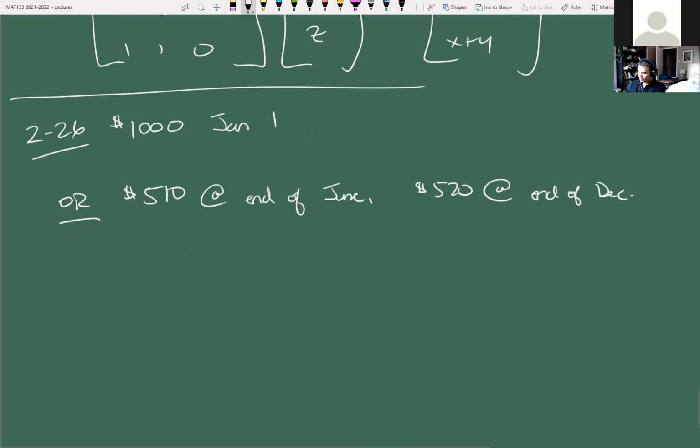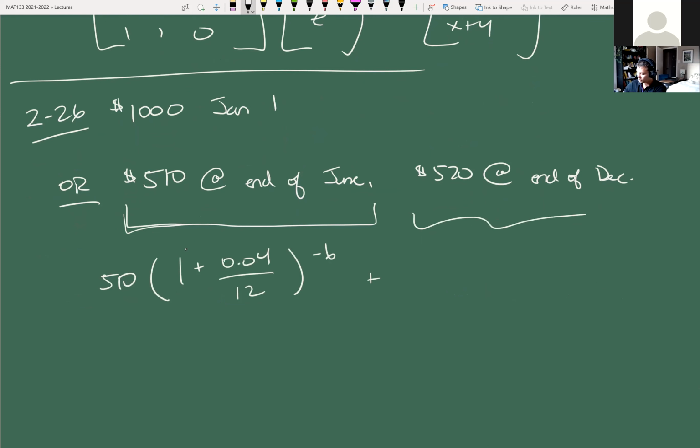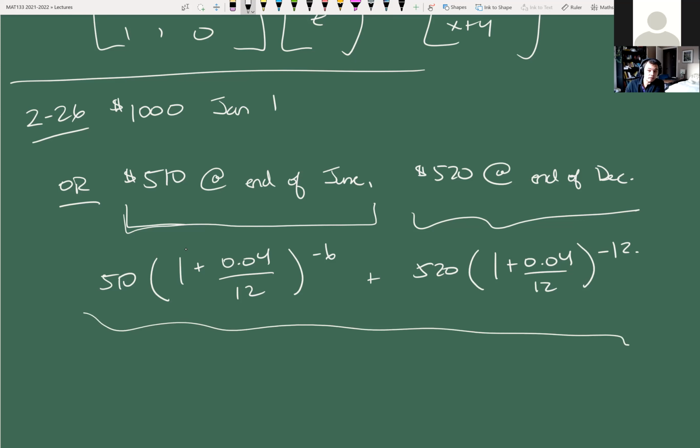So basically what we want to do is compute the present value. So it's going to be 510 times (1 plus 0.04 divided by 12) to the negative 6, plus 520 times (1 plus 0.04 divided by 12) to the negative 12. And see if that's bigger than 1,000 or less than 1,000. So this is the present value of these two payments. If this number is bigger than 1,000, you want this option because it's got the bigger present value. And if it's smaller, you just take $1,000 today.